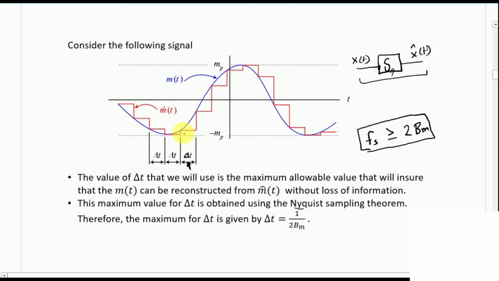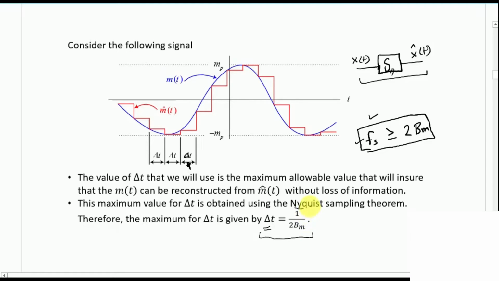So how long are you going to hold the sample and then pick a new value and hold it? Based on this, we say that delta t is equal to 1 over 2 Bm. It's coming from here. We can get the sampling period Ts is equal to 1 over fs, or simply delta t is equal to 1 over fs, or equal to 1 over 2 Bm. So this is the minimum duration that you would desire.